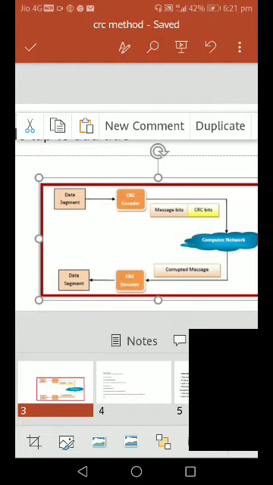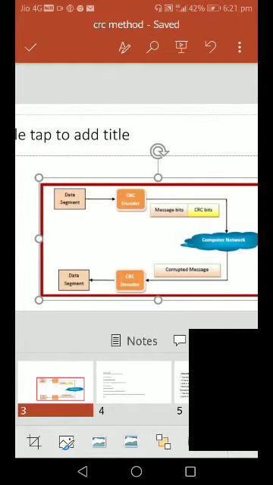Then after that, the corrupted message bit goes to the CRC decoder and data segment. This is the basic concept of the overall data. This is the basic block diagram explanation of the CRC method.